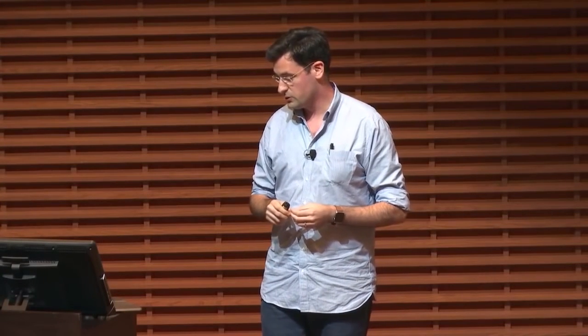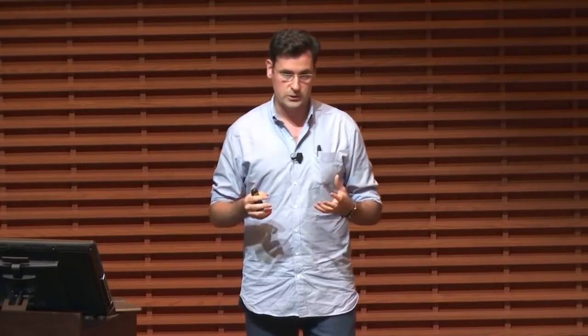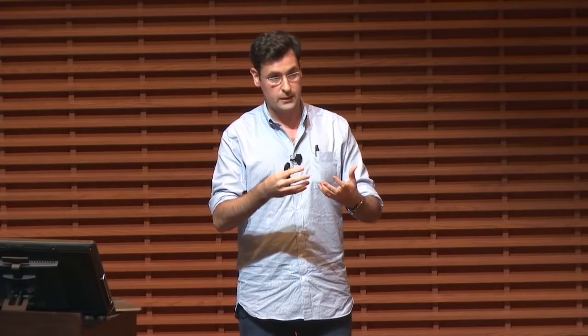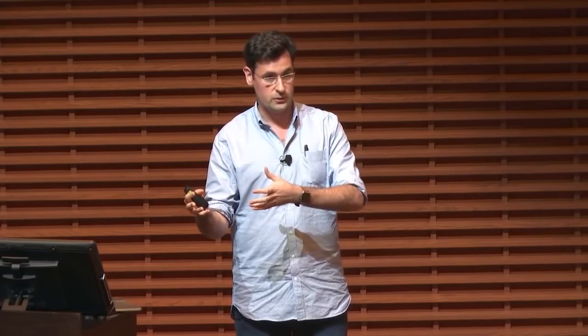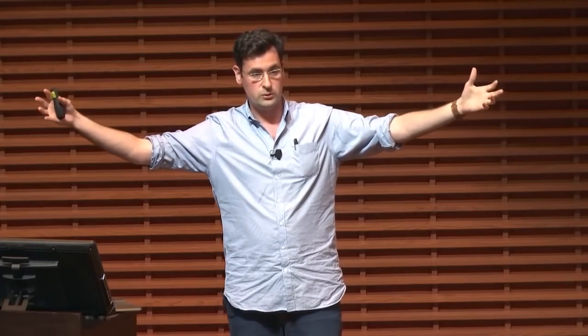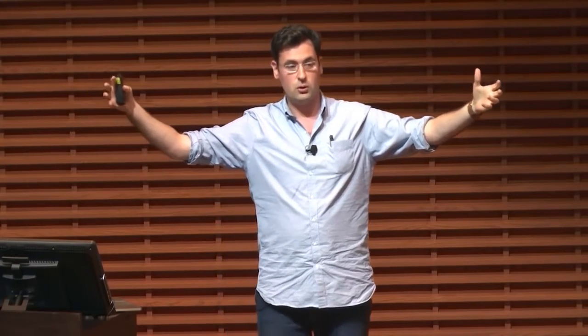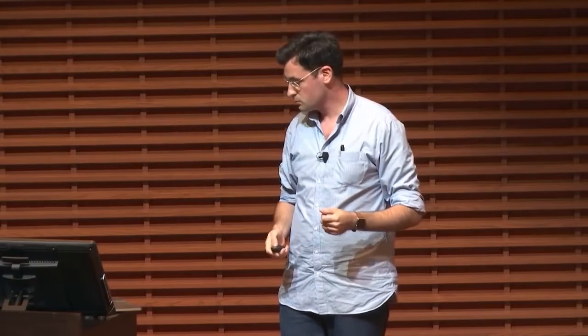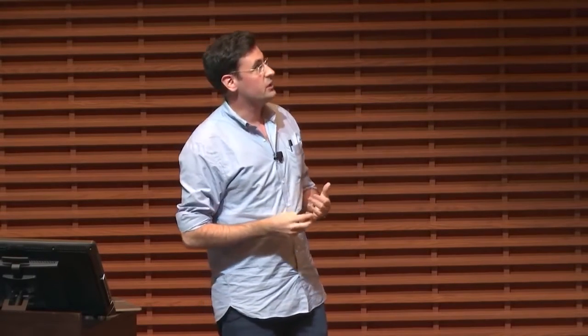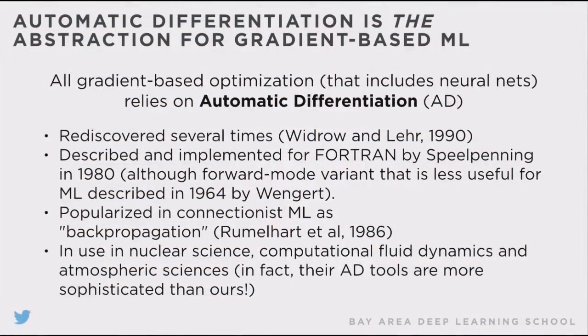It's numerically very unstable. And it's not symbolic differentiation. So it's not writing down the symbolic expression of a neural network, putting it in Mathematica or Maple, and then asking for the derivative, because your expression might go from this to this. So you get expression swell when you do naive symbolic differentiation, and you don't get that with automatic differentiation. So automatic differentiation, I would say, is the abstraction for gradient-based machine learning.